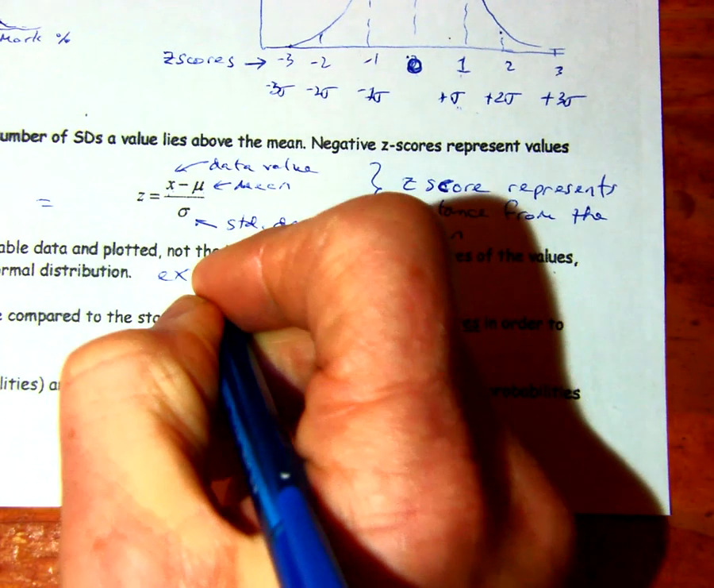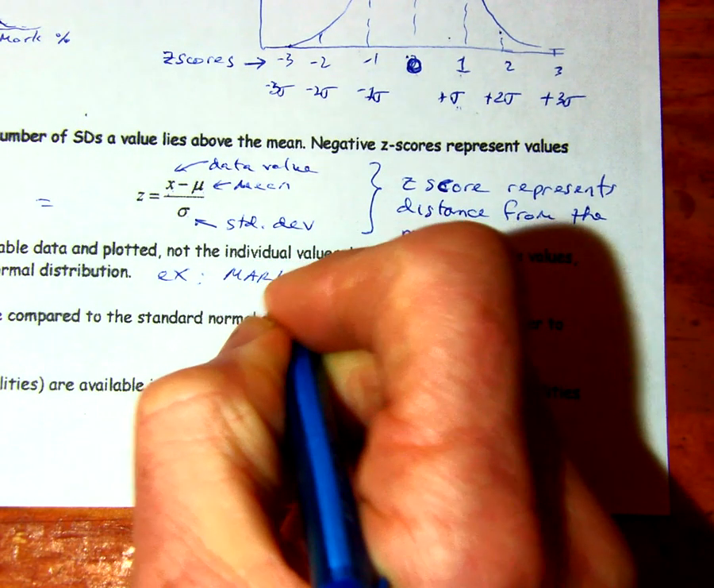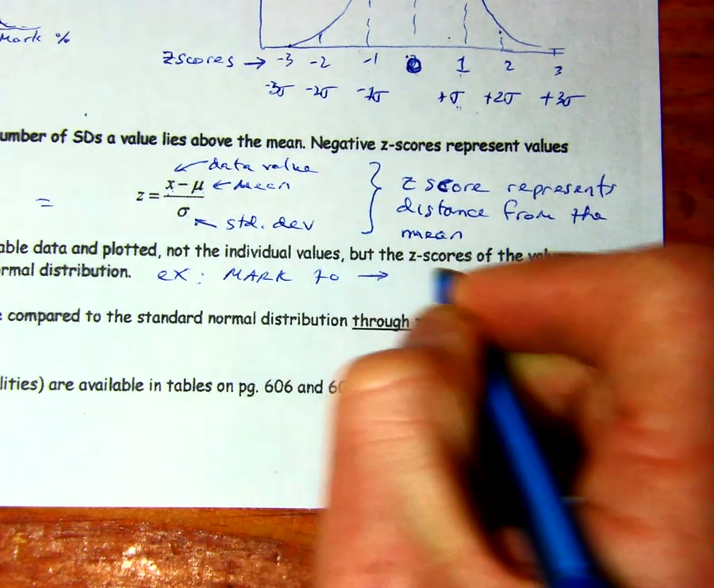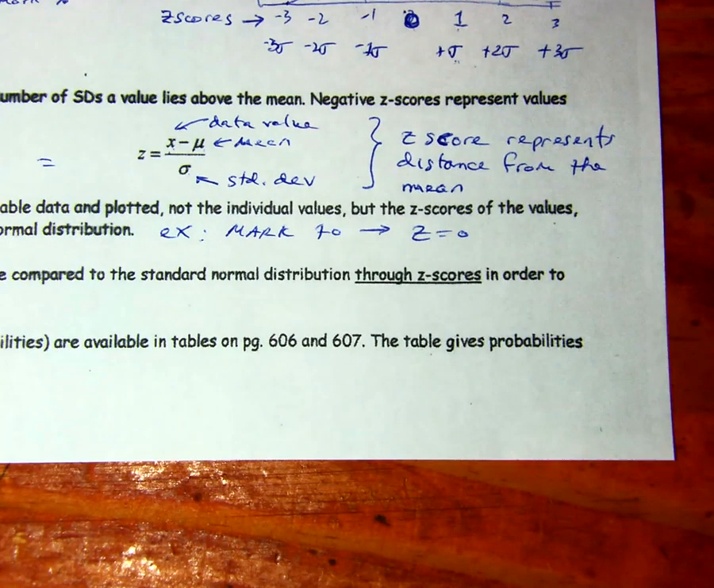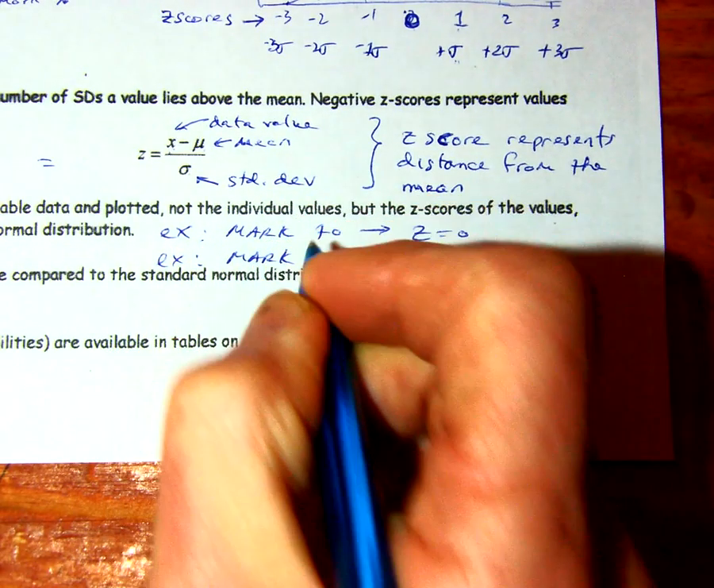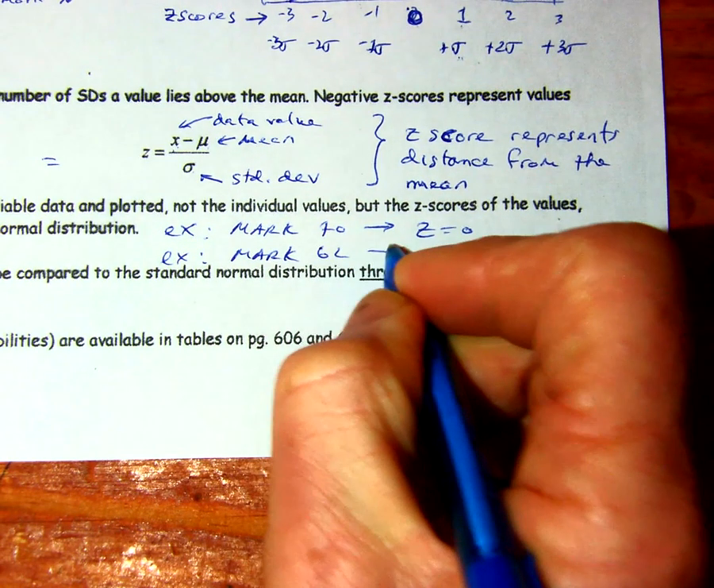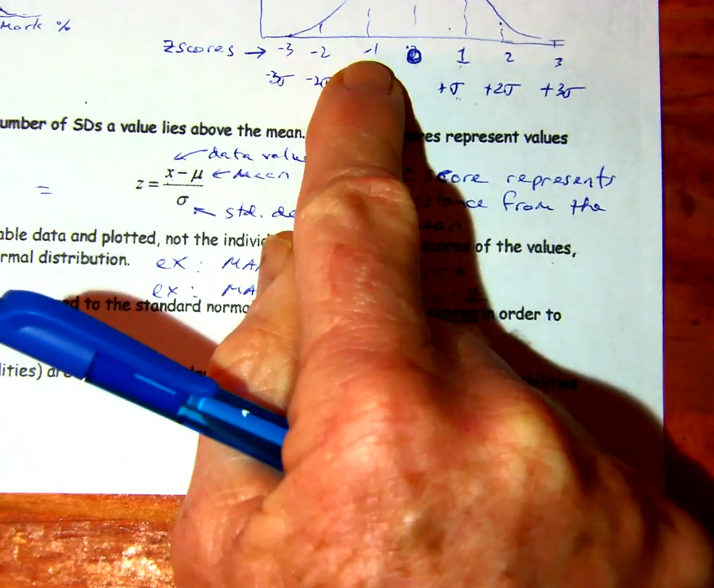Example. I know it's a little tight on space here. A mark of 70 has a z-score equal to 0. Another example, a mark of 62 equals a z-score of -1, right? 62, z-score of -1. Oh, sorry.